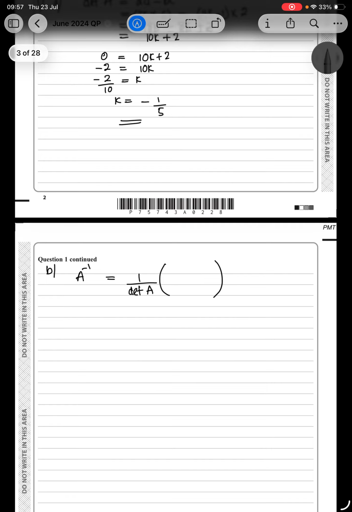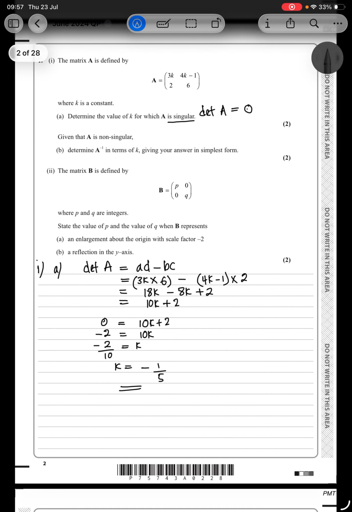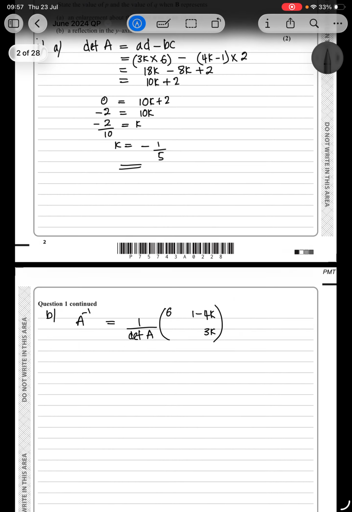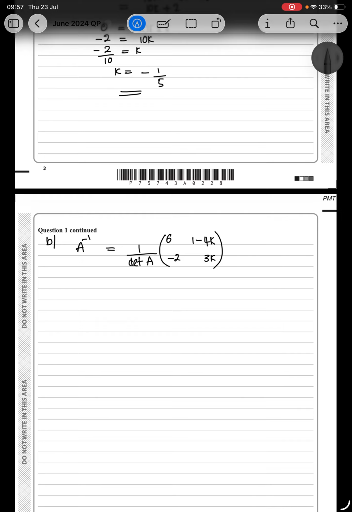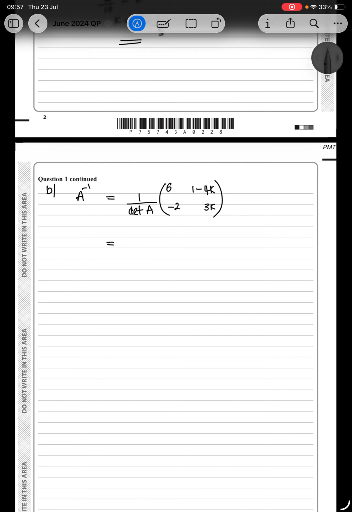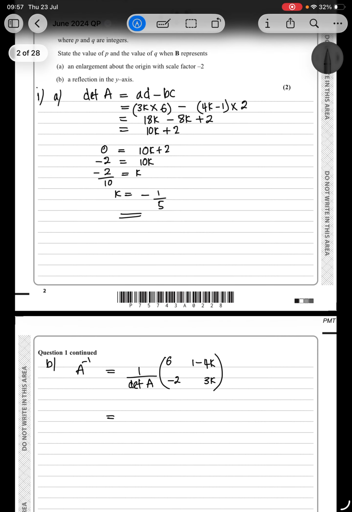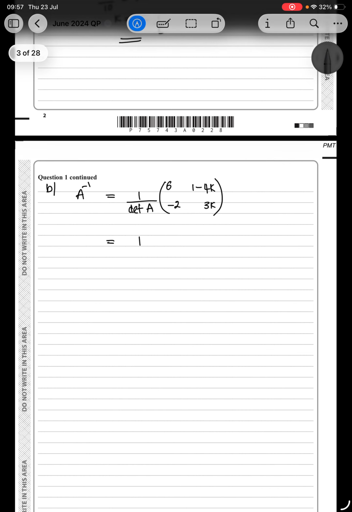So let's switch A and D. So 6 comes here and 3K comes here. And when we multiply 4K minus 1 by minus 1, that's 1 minus 4K, and this becomes minus 2. We have already found the determinant of A in part A, which is 10K plus 2. So we say 1 over 10K plus 2 times 6, 1 minus 4K, minus 2, and 3K.